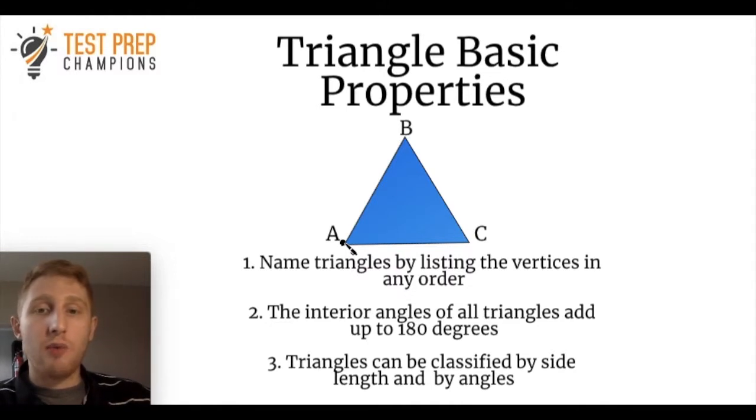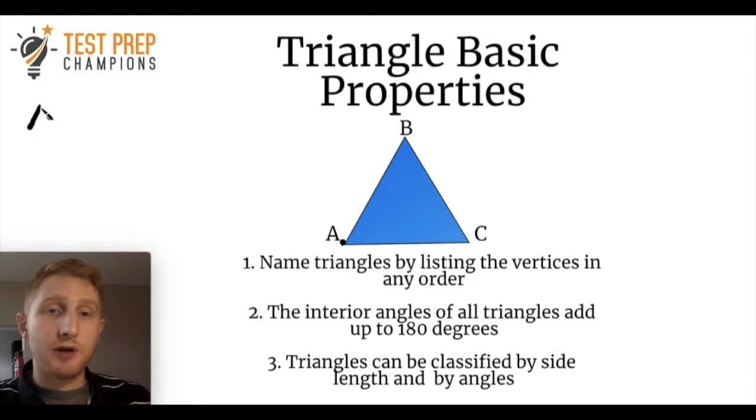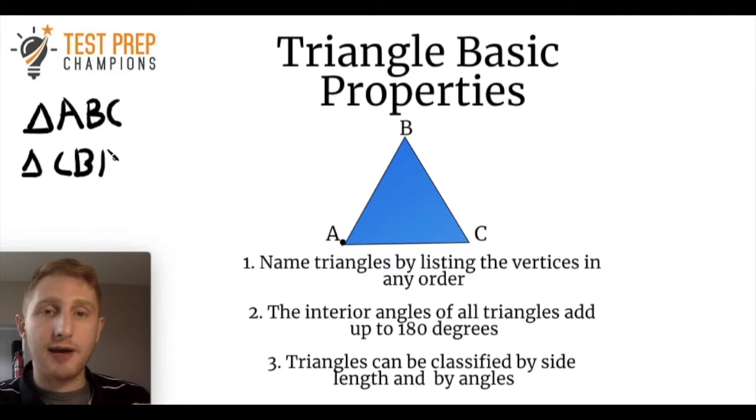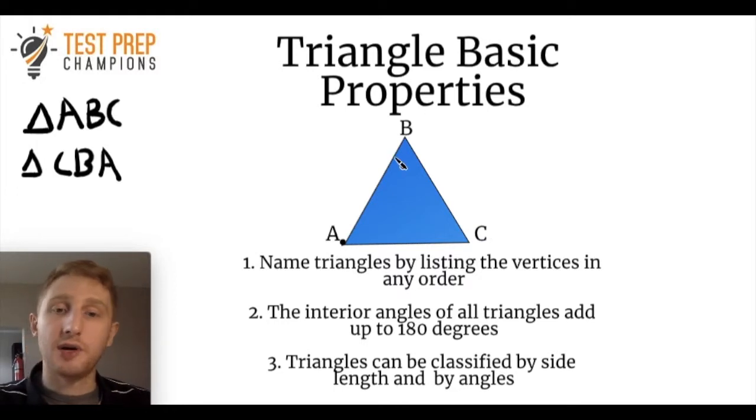So what we want to do when we name the triangle, and this is important because you're probably going to see this written in your practice test, is use this little triangle-looking symbol, and you could name it triangle ABC. How I did that was I just went around the triangle: A, B, C. But we don't have to do it in that order. You could also name it CBA, going this way. And lastly, you could also call it CAB if you want to. It doesn't really matter. You just name them by listing the vertices in any order.